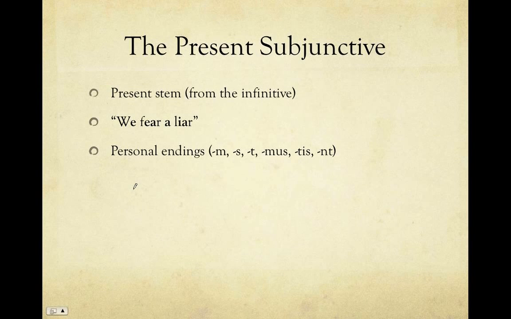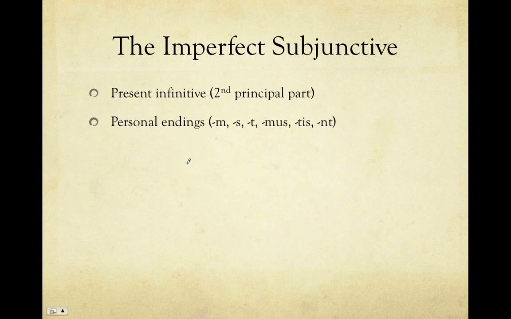Just as review, to form the present subjunctive active voice, you'll take the present stem from the infinitive. You'll shift that final vowel using the mnemonic "we fear a liar": E for the first conjugation, EA for the second conjugation, A for the third conjugation and third -io, and IA for the fourth conjugation. And then you just add your personal endings, m, s, t, mus, tis, nt. You'll notice in the imperfect, perfect, and pluperfect subjunctives, we're still going to stick with these same sets of endings. I've stressed it before, memorize those endings.